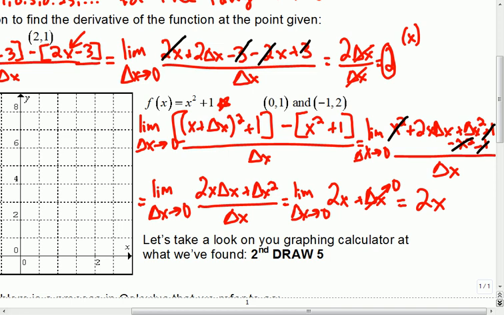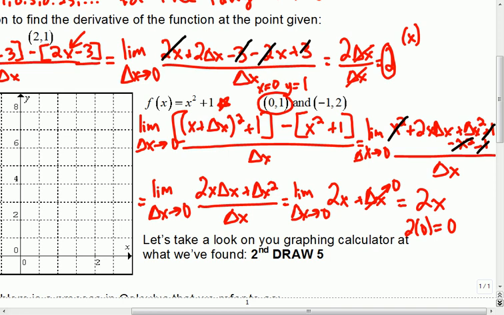So I'm left with 2x as my derivative. And what does it mean when we want to find the slope? We'll verify this with the picture in just a second. But if I wanted to find the slope at the point (0, 1), that's x equals 0 and y equals 1. That means I'm going to put in x equals 0 to here. The slope of the derivative is 0.